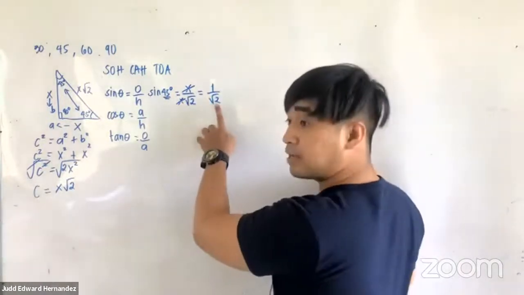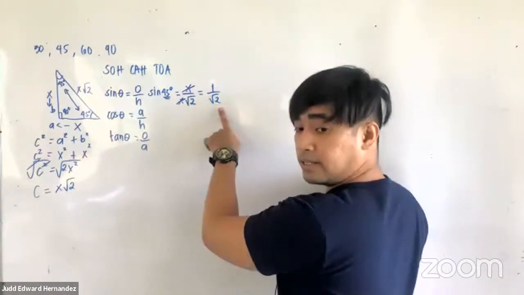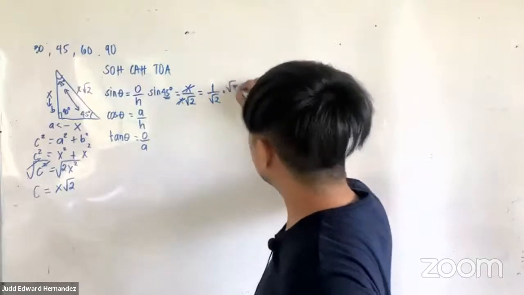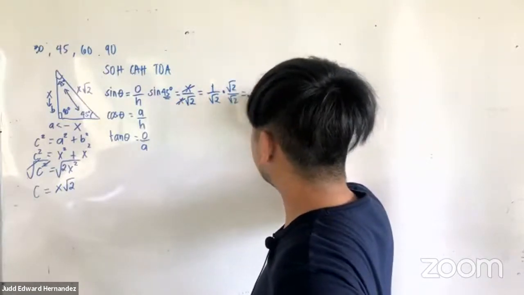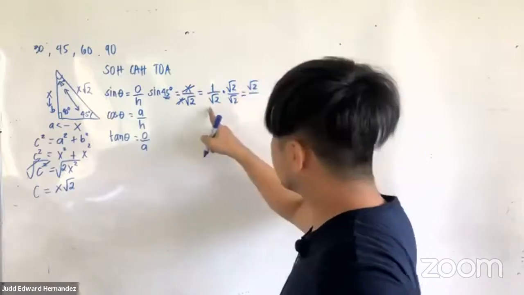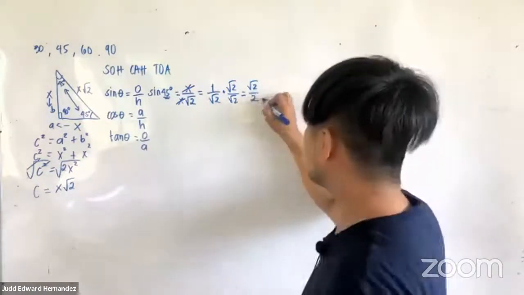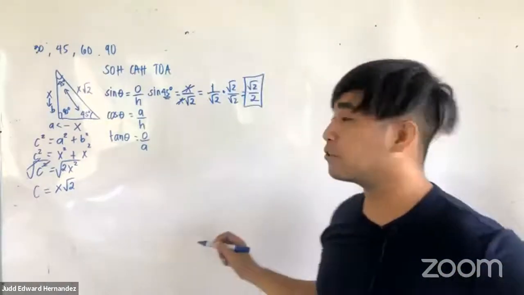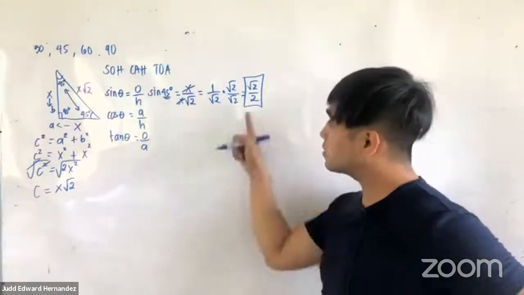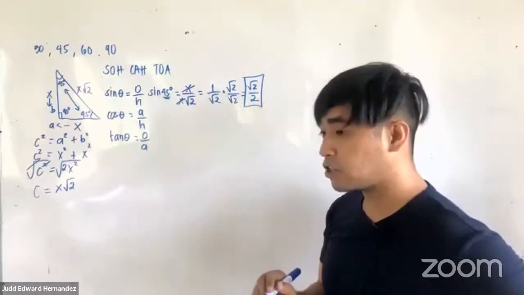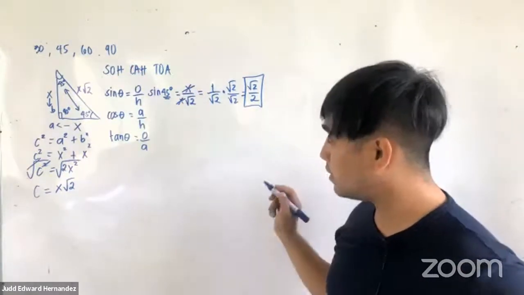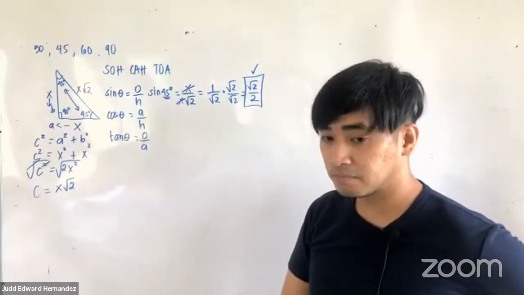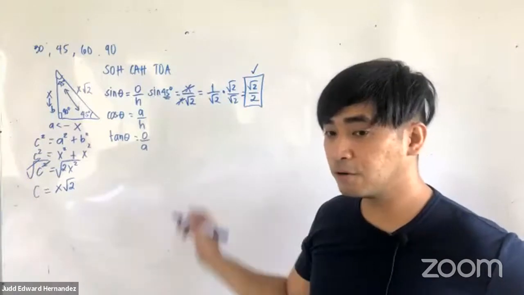And it is not acceptable. Since this is irrational, so rationalize natin. Multiply that with square root of 2 over square root of 2. And that becomes square root of 2 over square root of 2 times square root of 2. That becomes 2. And this is now sine 45 degrees. Paki-check nga po sa mga calculator nyo, what is sine 45 degrees? Square root of 2 over 2. Tama po ba yung nakuha natin?